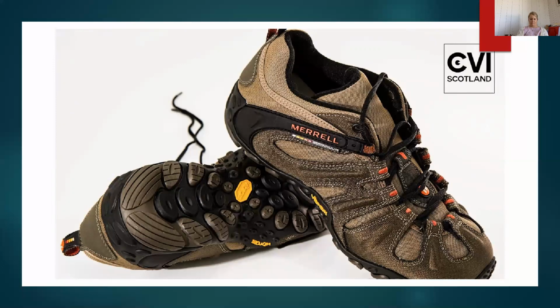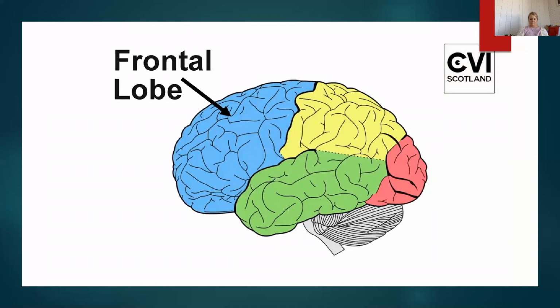But what does consciously mean? And how is it different from what we have described so far? The conscious part of your brain is your frontal lobes, colored in blue on this diagram on the left side of the brain.